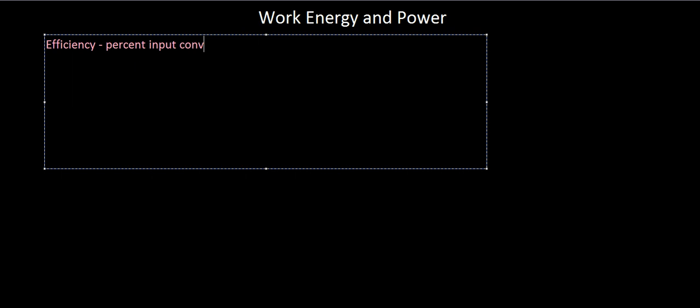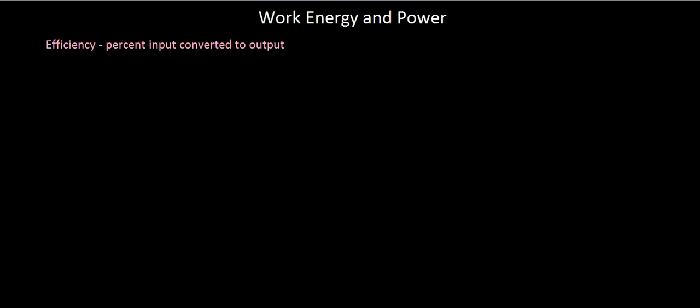Input converted to output. And if that sounds general, I did that on purpose. It's supposed to sound general, because this is true for all efficiency equations. If we go back to our mechanical advantage equation, percent efficiency equaled the output divided by the input multiplied by 100.